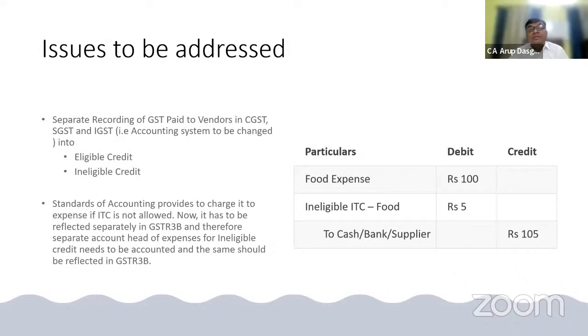Then, since you are not availing this ITC, you are reversing this ITC. Then in September, what you show is that this amount, particularly ineligible ITC, has to be credited and food expense will be debited. So food expense will be 5 rupees, and ineligible ITC will be credited by 5 rupees. So net, what is happening? My food expense is being booked at 105 rupees, and my ITC will not lie in my books of accounts. Okay, so this is the accounting treatment that I could think of, but we have accountants in the team.